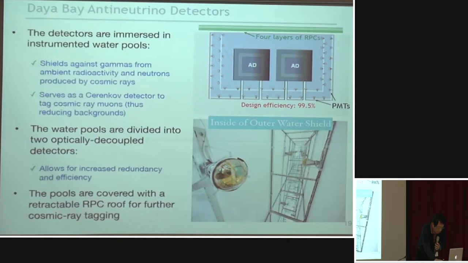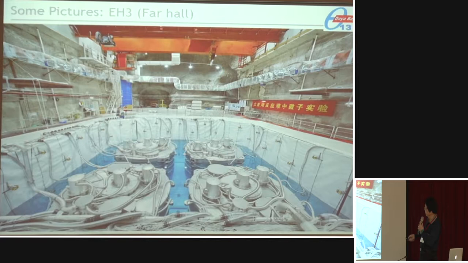So then we put all those ADs in the water, and we actually use water Cherenkov to detect the muons. Any muon may go through, and we still can detect those muons. And this is the far hall. You can see the four detectors installed with the half-filled water.